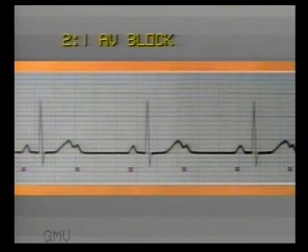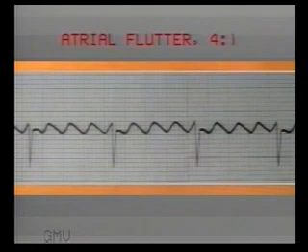Here we see that every second P wave is followed by a QRS complex with a normal PR interval, with the result that the ventricular rate is half of the atrial rate. This is bradycardia due to 2:1 AV block, a fixed ratio AV block.